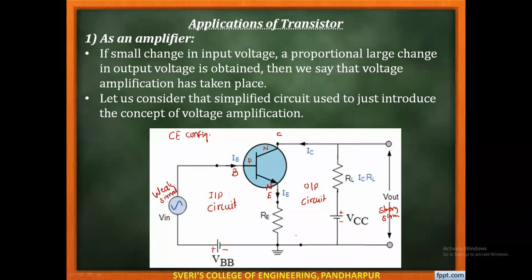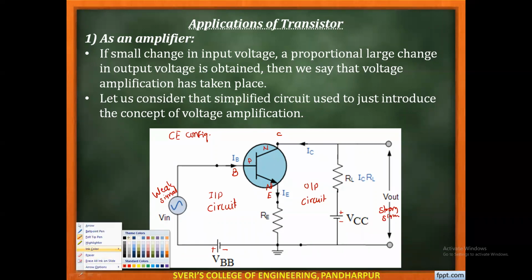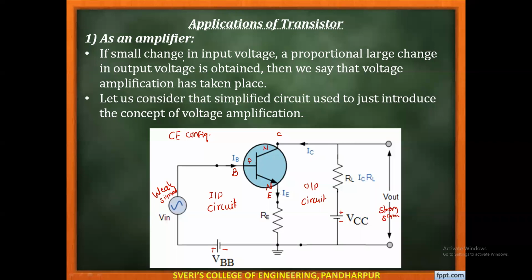Is it that clear? So this is the circuit diagram, and now you just try to read that, the further information is there so that you will get the thing. Now if you try to read the theory I have given: if a small change in input voltage produces a proportionally large change in output voltage, then we say that voltage amplification has taken place. It means that when a small voltage is converted into a large change in voltage, we call it amplification. Let us consider that simplified circuit diagram and introduce the concept of voltage amplification.